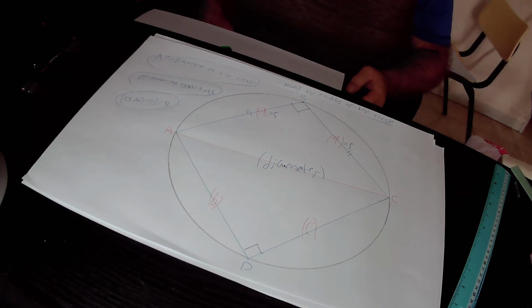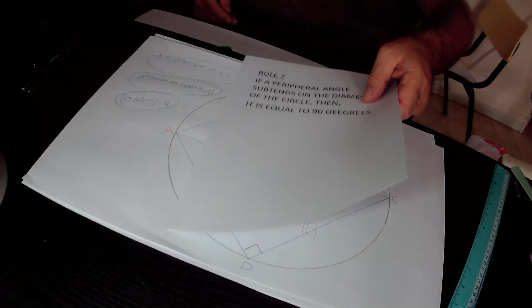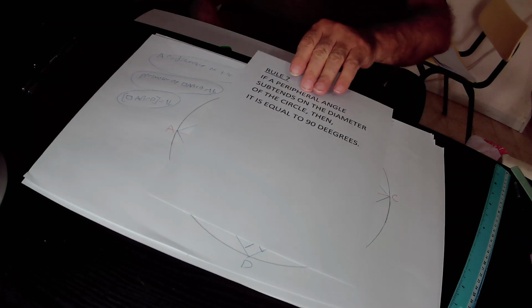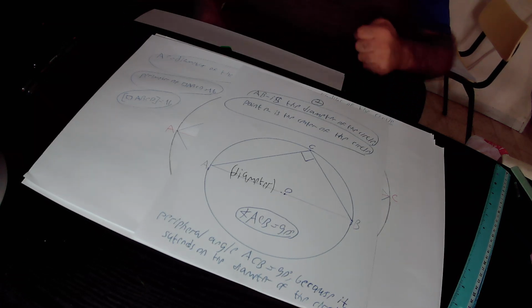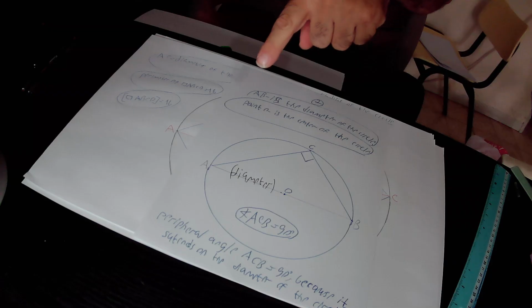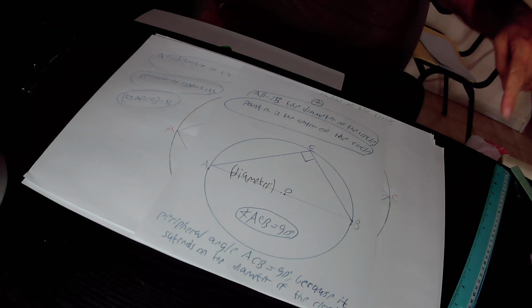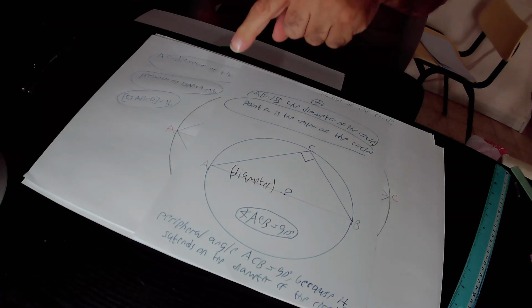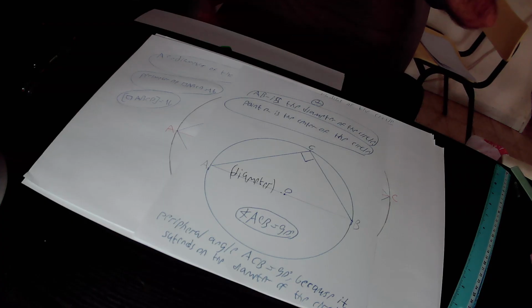In the next step, we implement rule 7 in our drawing. According to rule 7, if a peripheral angle subtends the diameter of the circle, then it is equal to 90 degrees in size. So, in the drawing, we have a circle. Inside this circle, we have peripheral angle ACB that subtends chord BA. BA is the diameter of the circle. So peripheral angle ACB subtends the diameter of the circle, and therefore must be equal to 90 degrees in size. So any peripheral angle that subtends the diameter of the circle must be equal to 90 degrees in size.